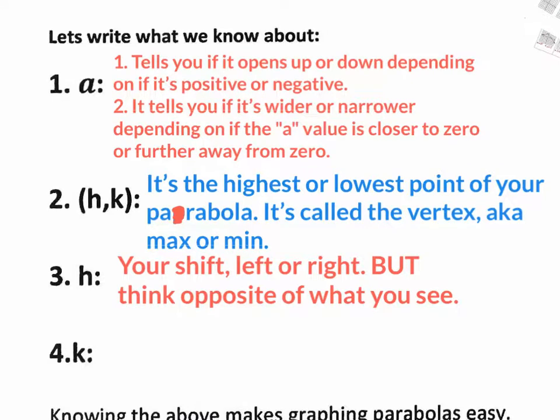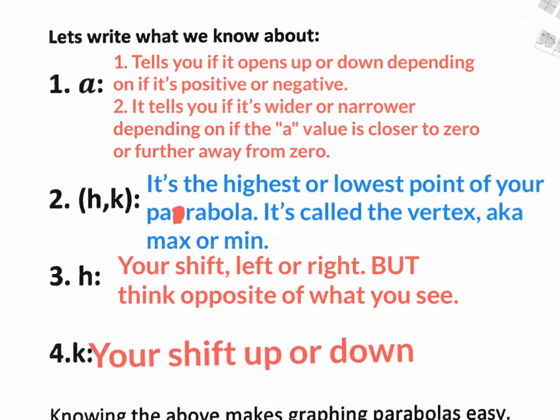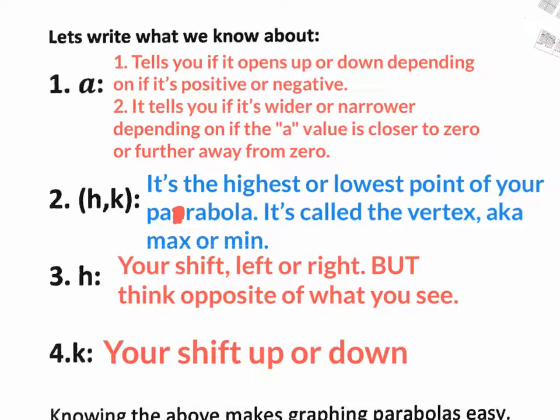So the h is definitely your shift left or right, but think opposite of what you see, right? You always have to think opposite of what you see on h. And the k is going to be your shift where? Up or down. Up or down. There we go.